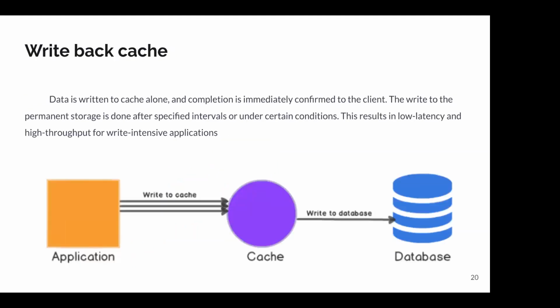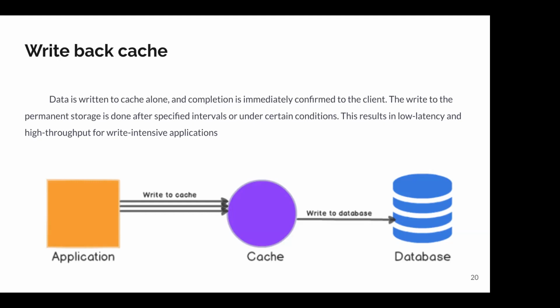Okay, write back cache. Here the data is first written to the cache alone. On completion, the completion is immediately confirmed to the client. In the sense, the response will be 200. As soon as it's written to the cache server, it is going to respond to the client with 200. And the write to the permanent storage is done only after certain intervals, with some certain conditions.